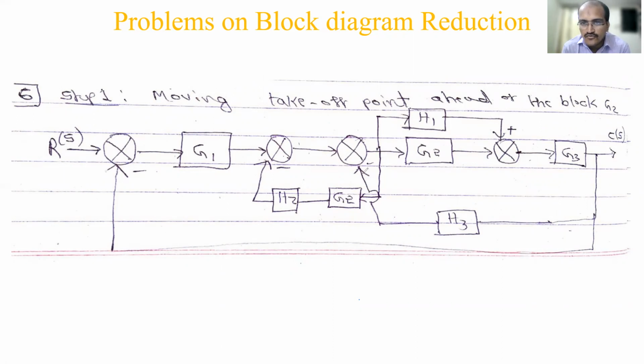Now you have G2 and H1 in parallel. In the next case, you can simplify this. Also, this G2 and H2 are in series, you can combine this. That is the next step we are going to do, and after that we have to think about which rule to apply.